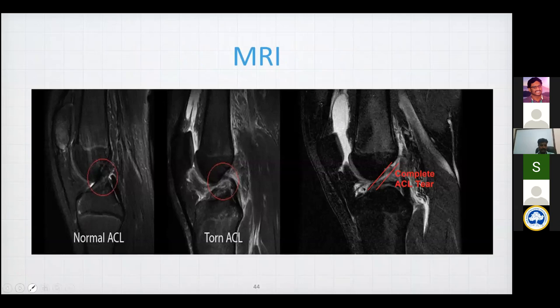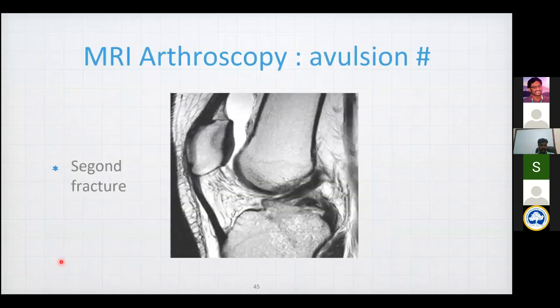All right. So we have seen this. Segond's fracture. We can see the tibial plateau coming up.